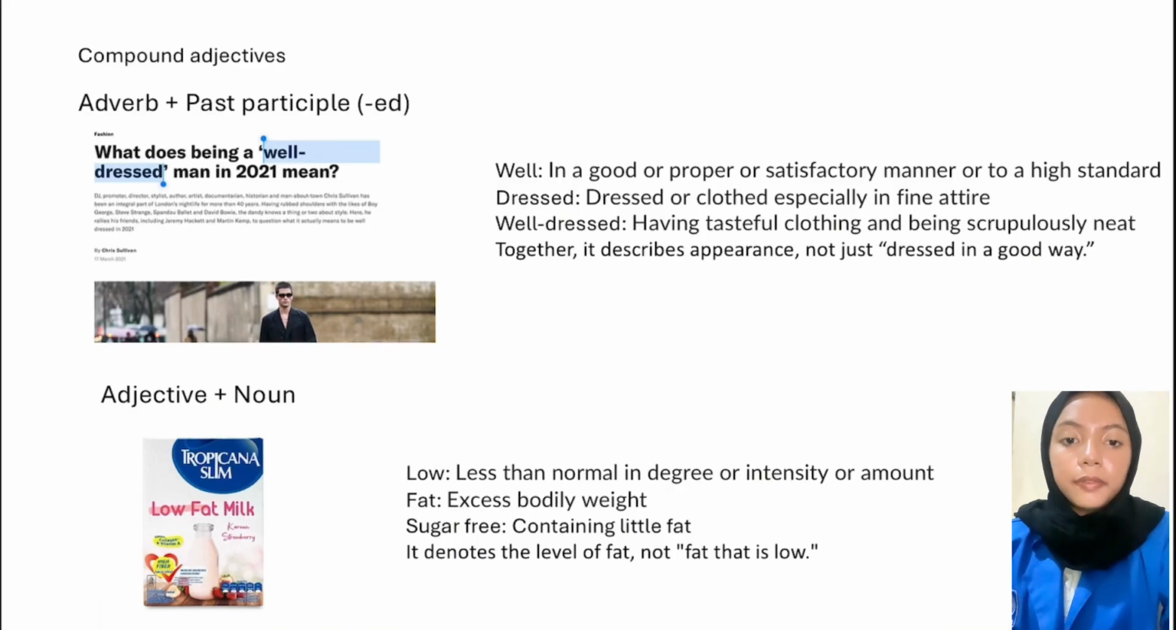And next, I have low-fat, adjective plus noun. Low is less than normal in degree or intensity or amount. Fat, excess bodily weight. Low-fat is containing little fat. It denotes the level of fat, not fat that is low.